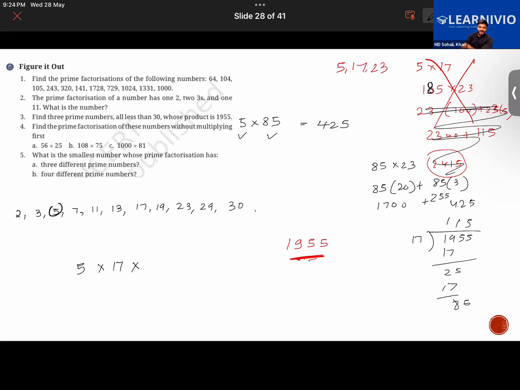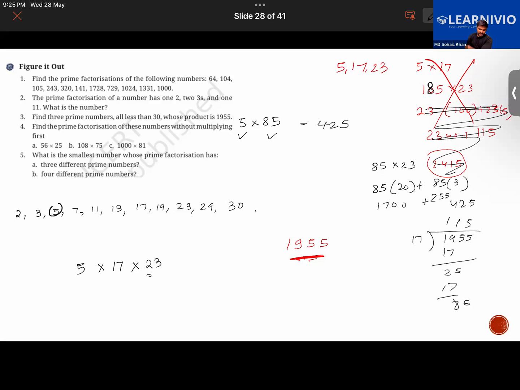Next, what about 19? Can we divide it by 19? No, sir. Think again and think carefully. Like how? It's no, because 19 multiplied by 100 is 1900, but it's 1955. So 19 is not the right answer. Next, 23. 23 can divide 1955.